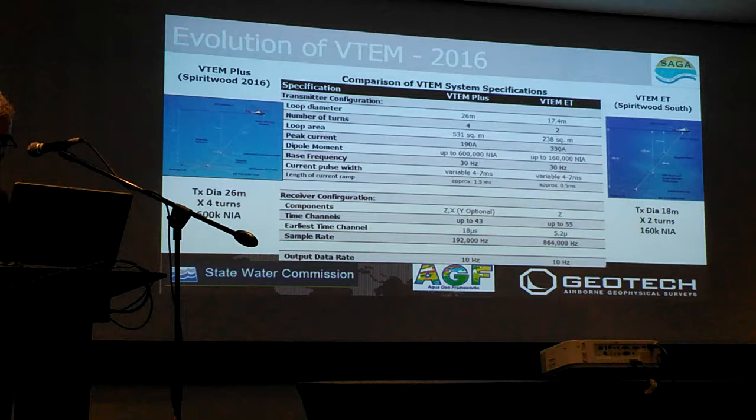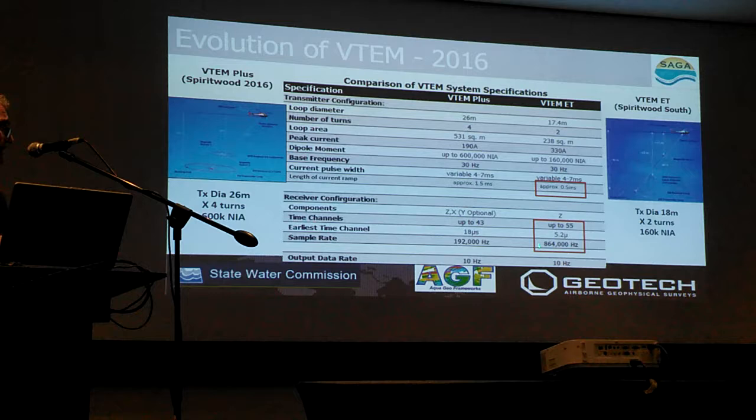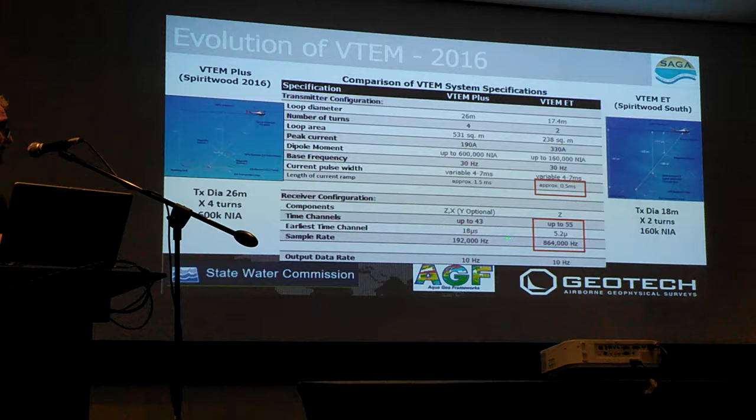The length of the current ramp with the V10 Plus, our standard system, is 1.5 milliseconds. And that's great for Andrea and the IP effects that he likes. The new system has a 0.5 millisecond turnoff, much faster. In terms of time channels, we're sampling closer to the turnoff. We have many more channels, 55 versus 43. Our earliest time channel is 5 microseconds, as I told you, versus 18 microseconds for the old one. And the sample rate, that's a big one. Almost a megahertz sampling, almost 900 kilohertz, versus the V10 Plus at 200 kilohertz. So we're taking a lot of samples of data.